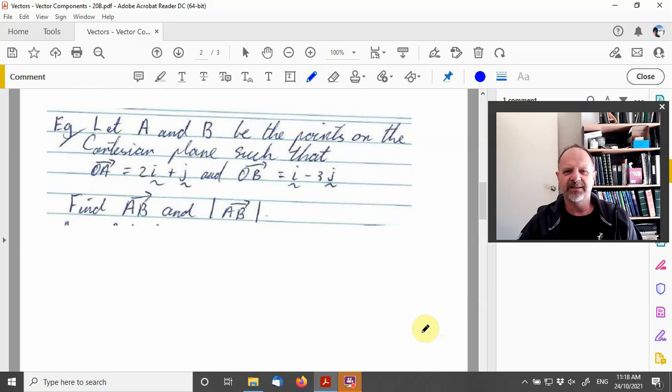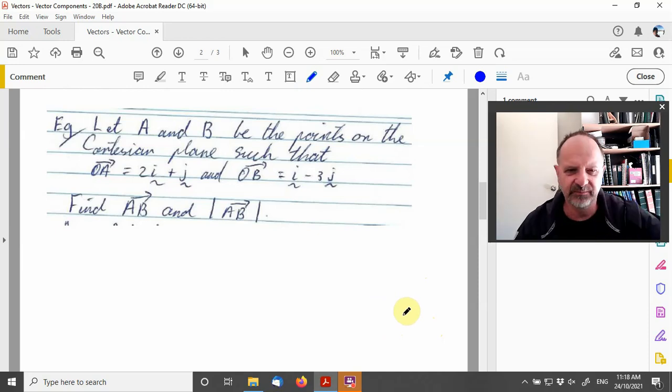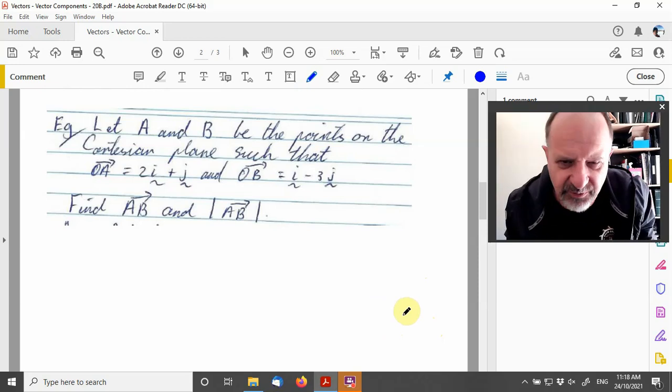All right, the next bit we are looking at: A and B are points on the Cartesian plane, so that OA is 2i plus j, and OB is i plus 3j.